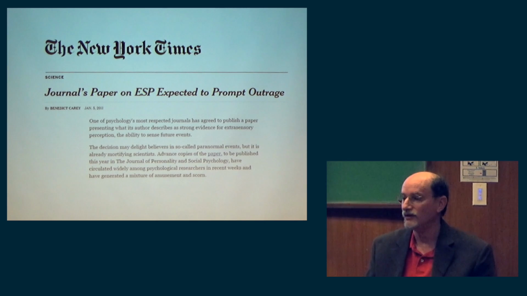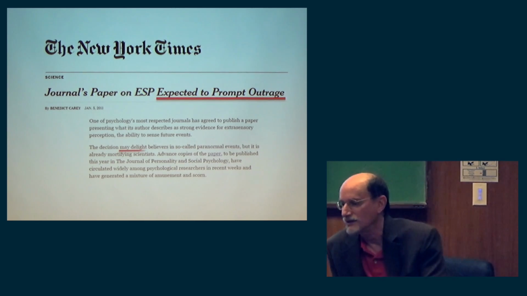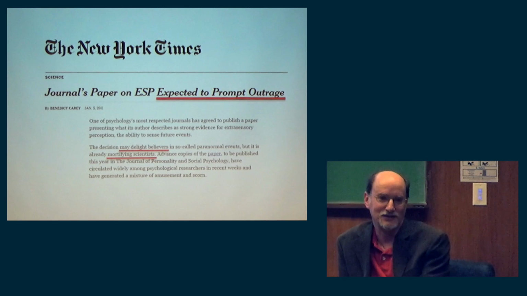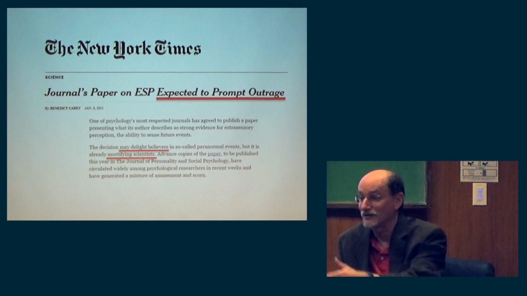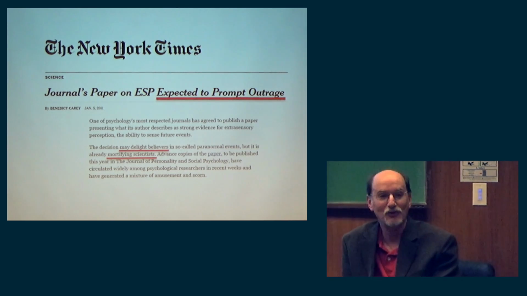So the New York Times felt compelled to actually run an editorial by their science director, saying that the paper, which had not even been published yet, is about to be published, and you should be outraged that a journal would publish a paper on precognition. They said it was a decision made to appeal to believers in so-called paranormal events, and that it is already mortifying scientists, which among other things says that if you're a scientist, you cannot believe by fiat, according to the New York Times, in anything paranormal, because precognition is paranormal. So that's what we learned from the New York Times.